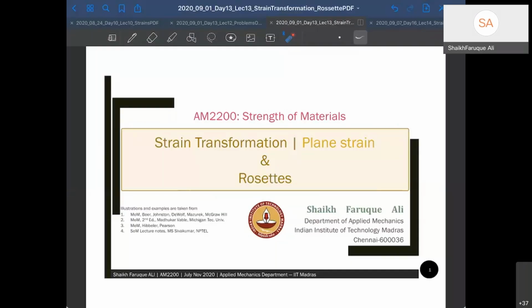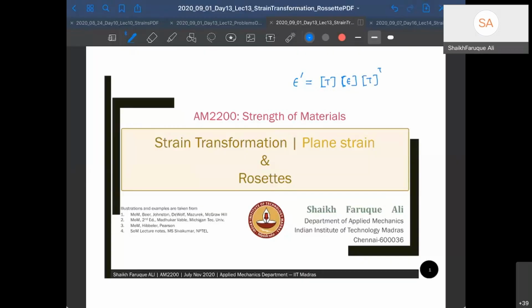Into strain transformation. Similar to stress transformation, since strain is also a tensor of order 2, it follows a similar pattern of transformation as stresses, right? So in the beginning itself, I'll tell you that if you have a tensor of order 2, the transformed tensor, epsilon in a dash configuration, will be given by your transformation matrix into your strain matrix, into again your transformation matrix. I think one of them will be transpose, right?